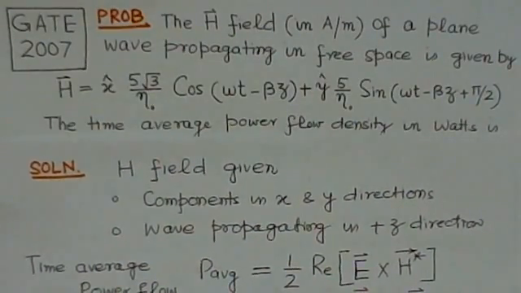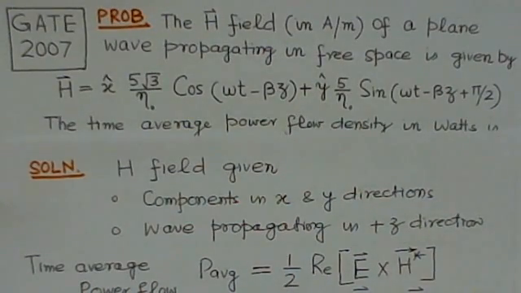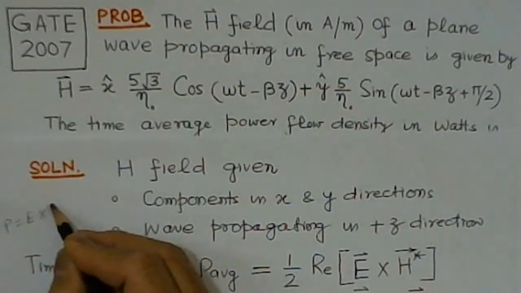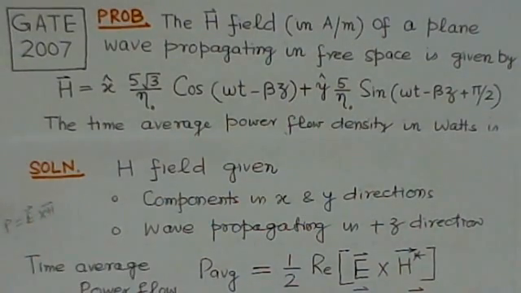So for average flow in a Poynting vector, we have two basic parameters. One is the power flow per unit area. That's a complex power flow, that is P equals E cross H. This is the complex power. And if we want to really find the real power, then we have to have this relation, time average power flow. This is half real part of E, the electric field, cross the magnetic field and its complex conjugate.